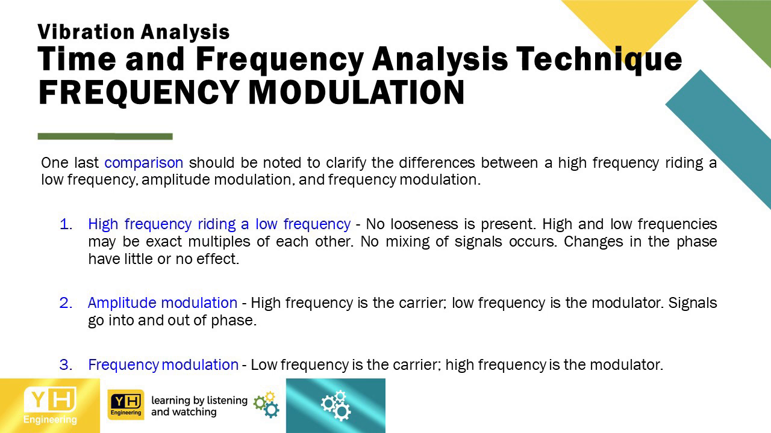Number 1 is high frequency riding a low frequency. No looseness is present. High and low frequencies may be exact multiples of each other. No mixing of signals occurs. Changes in the phase have little or no effect. Number 2 is amplitude modulation. High frequency is the carrier, low frequency is the modulator. Signals go into and out of phase, and number 3 is frequency modulation. Low frequency is the carrier, high frequency is the modulator.